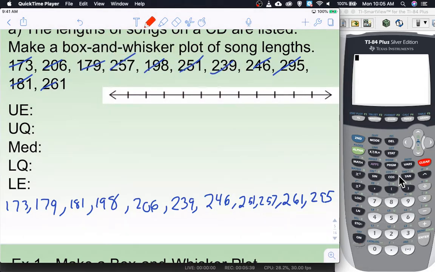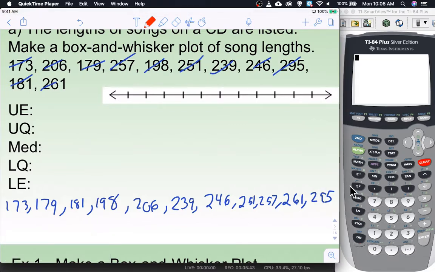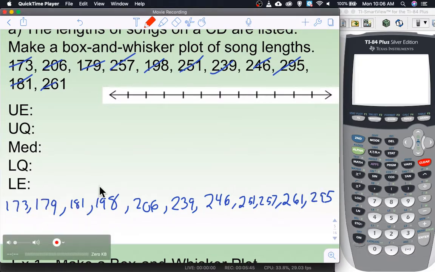So now, you start with the median. You have to start there. So I want to find what is the middle number. Now there is 1, 2, 3, 4, 5, 6, 7, 8, 9, 10, 11 numbers. Since that's an odd number, there will be one number in the middle.